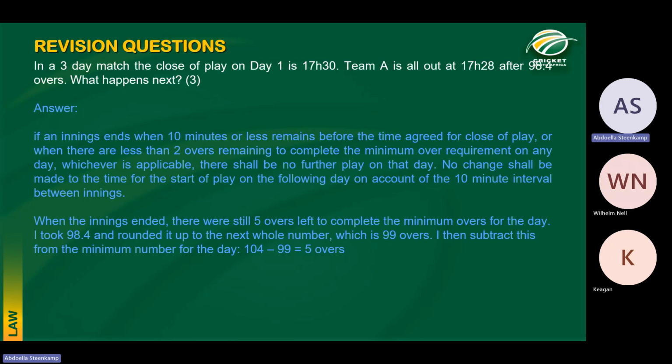And then another clause needs to get activated here. And what is that clause? And Wimpy mentioned it. The change of innings clause, where it says now to subtract 2 overs for the change of innings clause. And now you take 2 from 5, and you're left with 3 overs minimum for the day.